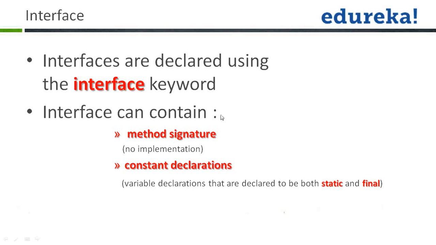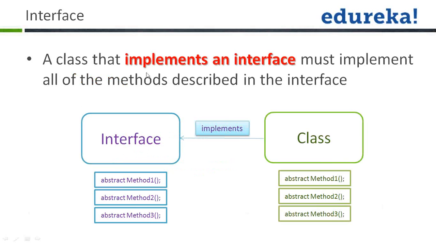So moving on, interfaces are declared using the interface keyword. First of all, interface can contain the method signature, that is no implementation, and constant declarations, that could be variable declarations that are declared to be both static and final. Example is right here. A class that implements an interface must implement all the methods described in the interface, because every method that is present in the interface is actually an abstract method. So you have to implement each and everything that is present in that class. You have got an interface, you have got 3 abstract methods in it. There is a class that implements all the 3 abstract methods right here.